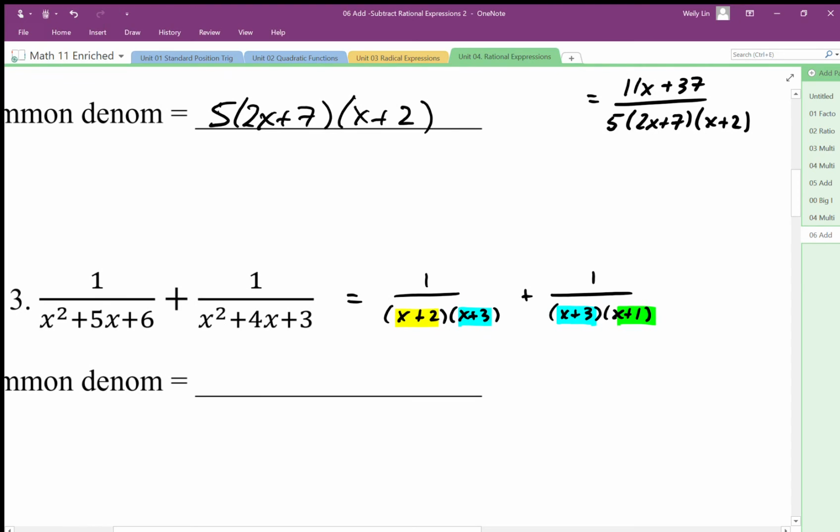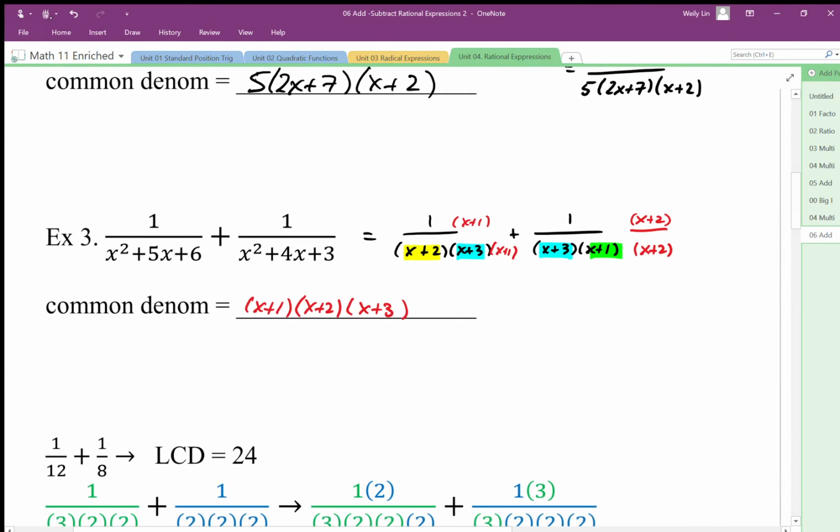So to get a common denominator, what we must do is make sure that each of the denominators has all the factors involved. Here we have three different factors, so we need to have an x plus 1 factor, an x plus 2 factor, and an x plus 3 factor to make the lowest common denominator. So to make this the common denominator, I'm missing an x plus 2, so I have to do that to the top and bottom. Here I'm missing an x plus 1. So I've now generated my common denominator. I can rewrite this fraction with a common denominator and add them together.